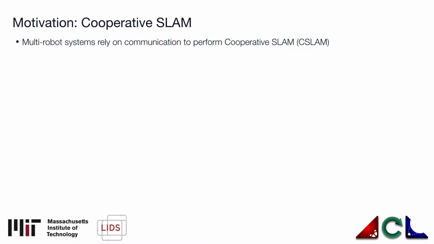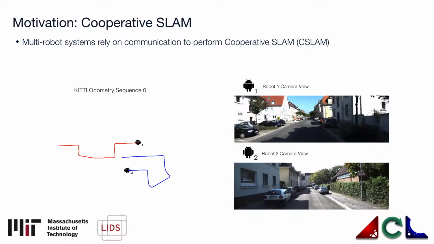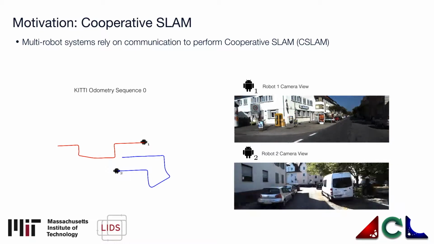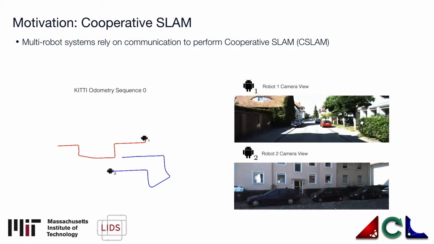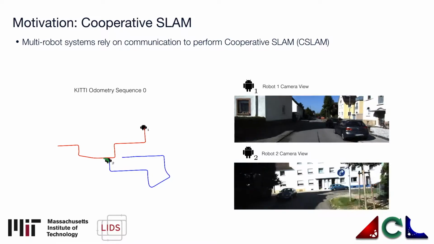Detection. Multi-robot systems rely on cooperative SLAM to safely and effectively carry out tasks like search and rescue or autonomous urban mapping. Inter-robot communication is needed to maintain accurate localization and mapping across all robots in the fleet.